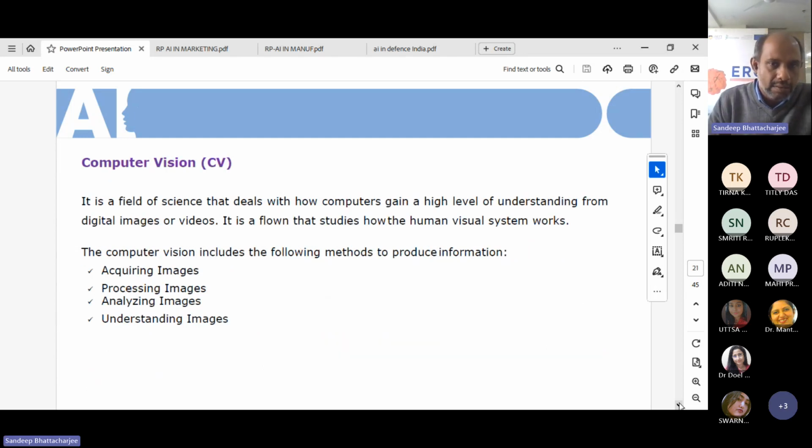Computer vision, as I mentioned, is a field of science which has grown in recent times, where computers are trying to gain a very high level of information based on digital images or videos. So this basically includes information related to acquiring images, what kind of images are available, processing of images, then analyzing images, then understanding images. So related to images, all these different functions can be performed using computer vision.